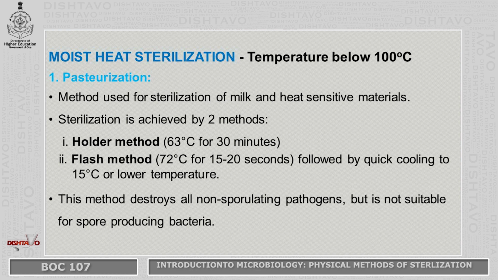The sterilization is achieved by two methods. The first one is the Holder method, where the temperature is maintained at 63 degrees Celsius for 30 minutes. Next one is the Flash method, where the temperature is maintained at 72 degrees Celsius for 15 to 20 seconds, followed by quick cooling to 15 degrees Celsius or lower temperatures. This method destroys all the non-sporulating pathogens, but it is not suitable for spore producing bacteria.